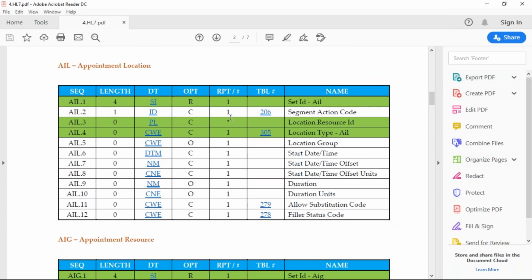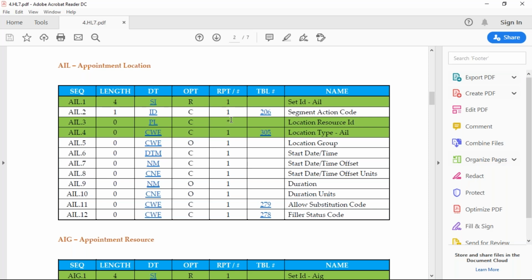Next, we will take a look at AIL. AIL is appointment location. So now when an appointment is getting scheduled, we do see that an appointment location is also important. Why is it important? Yesterday we have seen a scenario where we had multiple EHR systems and one PM system. PM is the central repository, and EHR systems are at different locations or small clinics present all over the city.